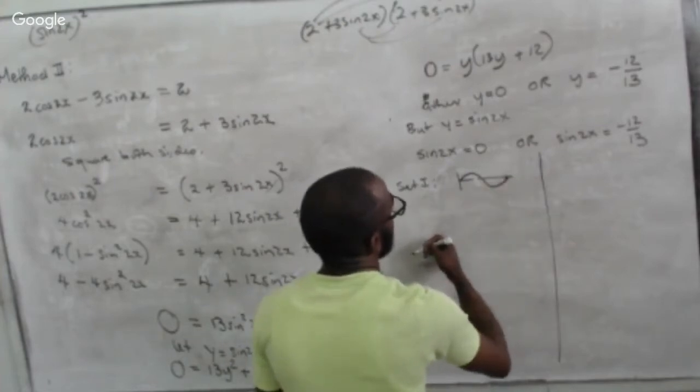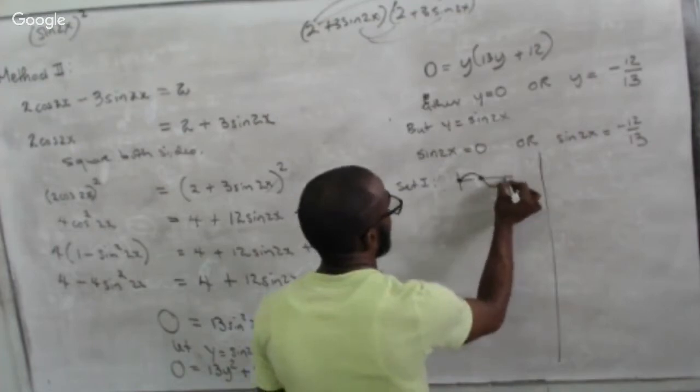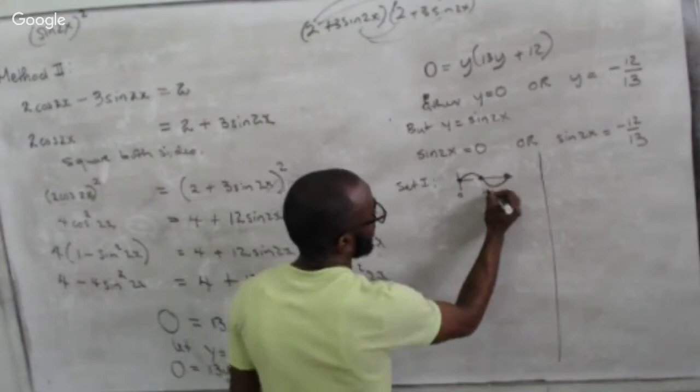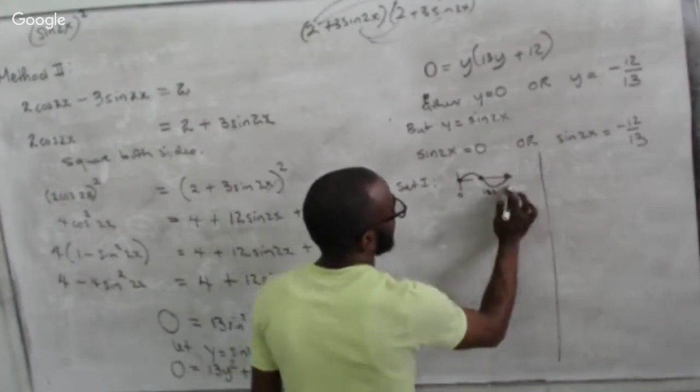So where is sine equal to 0? Enough places. See, it's a problem. That's 0, 180, 270, and 360. No?